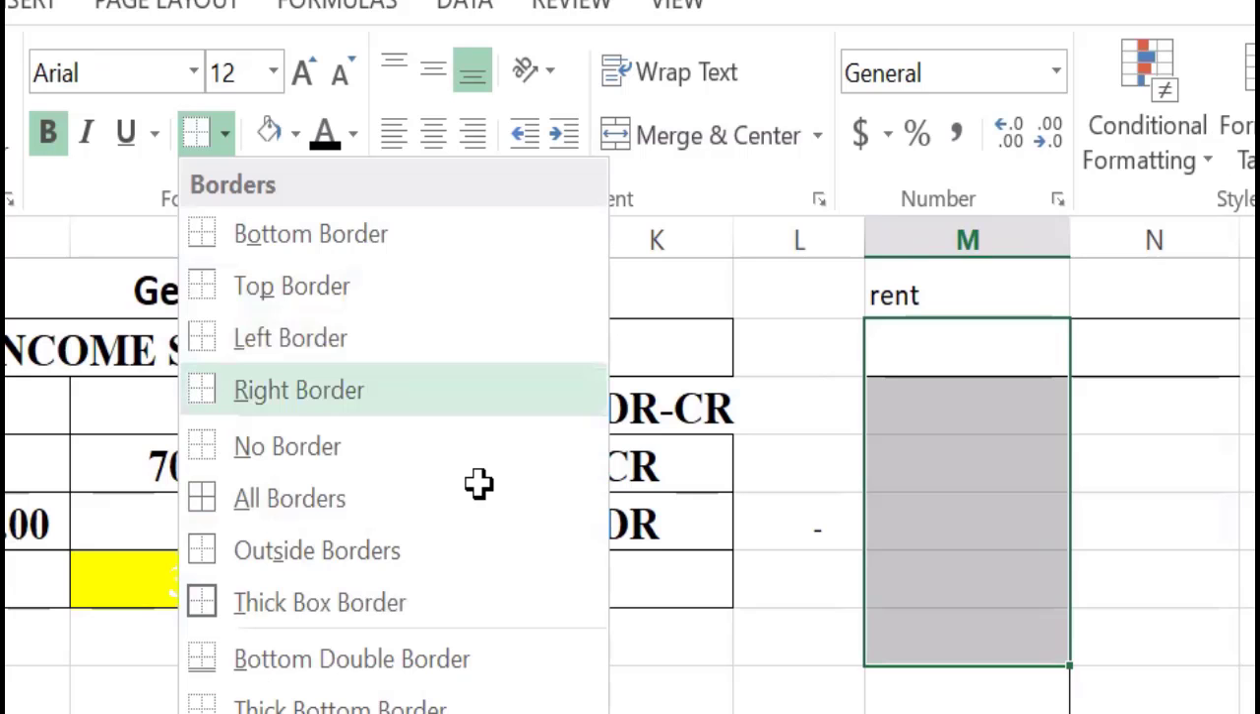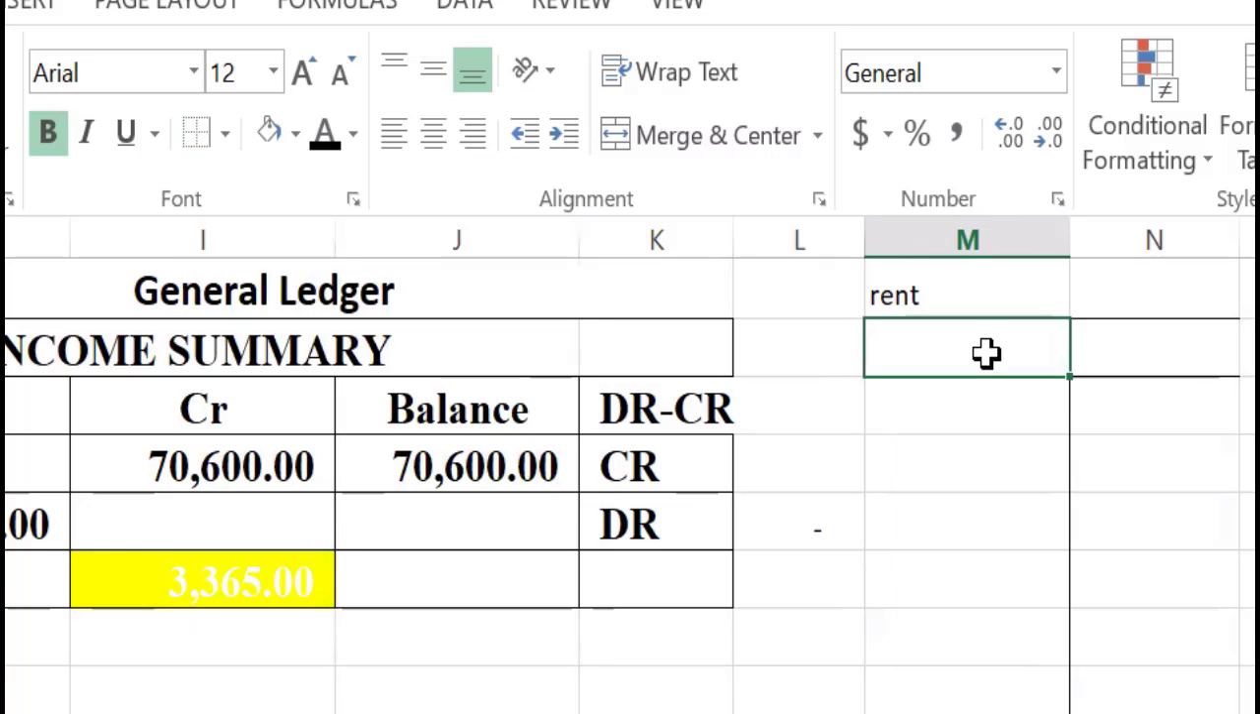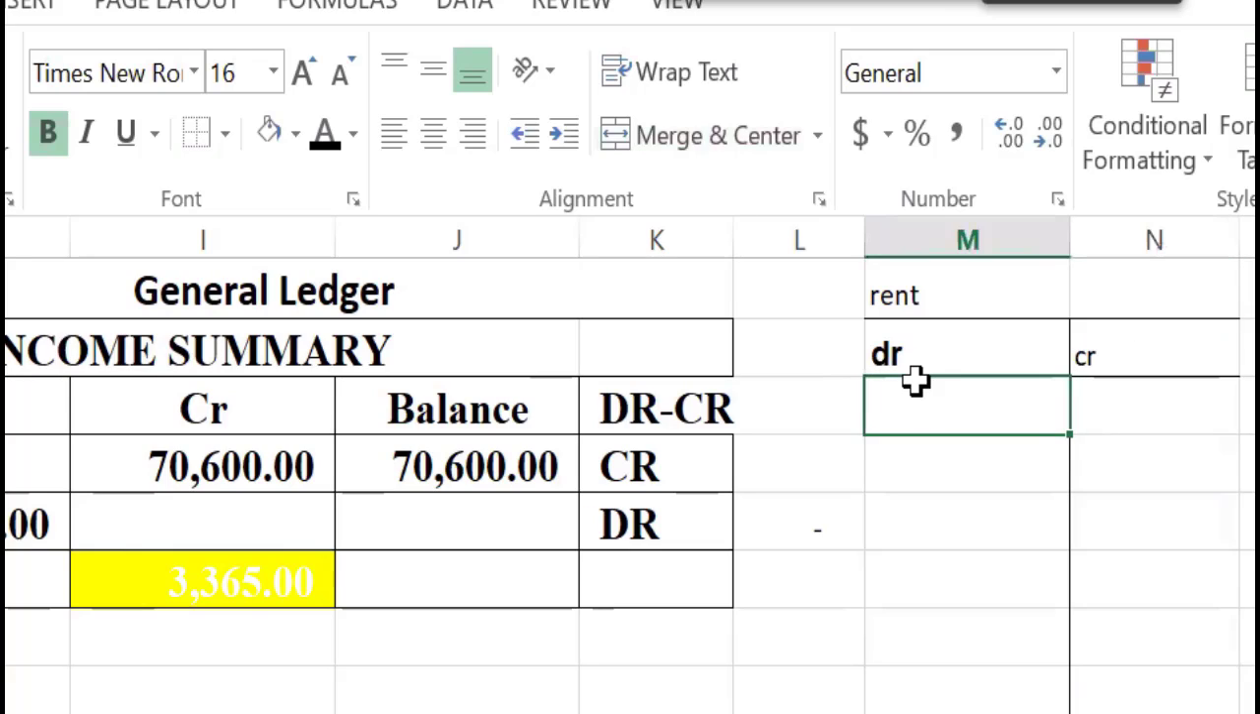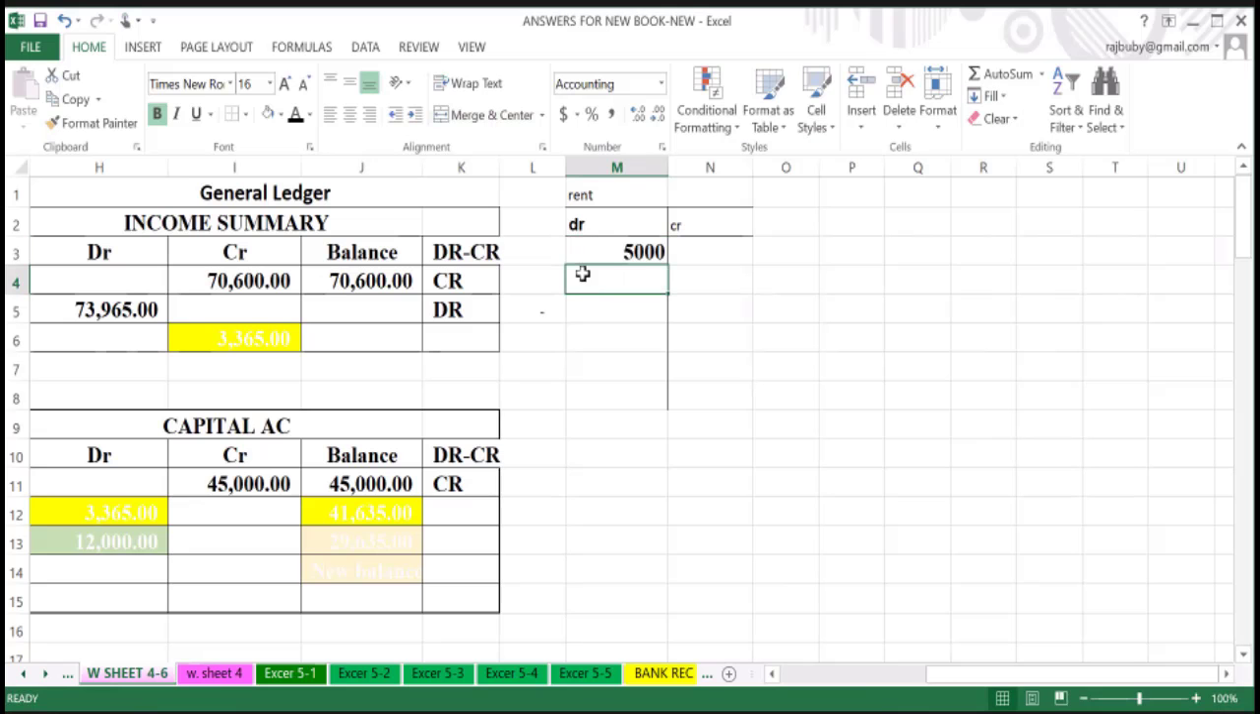Yes. Why did you put it there now? I'm going to show you debit and credit. Oh, I got it. Rent is $5,000. If you want to close the book, if you want to make it zero, we have to bring it to the credit side, right? That's what we are doing now.